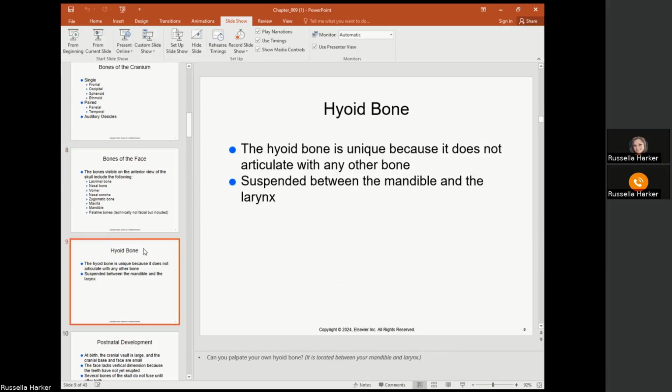The hyoid bone is unique because it doesn't articulate or come in contact with any other bone. Instead, it's suspended between the mandible and the larynx, where it functions as a primary support for the tongue and other muscles. So this bone is shaped like a horseshoe. It has a central body with two lateral projections. So it's positioned in the neck between the mandible and the larynx, and it's suspended from the styloid process of the temporal bone by two stylohyoid ligaments.